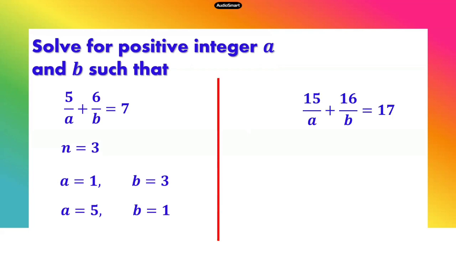Let's have another example. 15 over a plus 16 over b is equal 17. So in this case, n is equal 15. So the roots are a equal 1, b equal 15, and a equal 15, b equal 1. That's all.